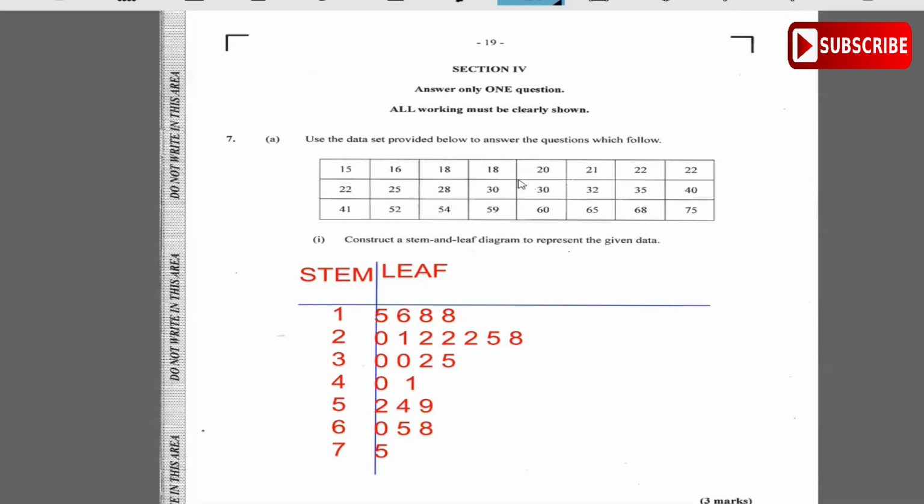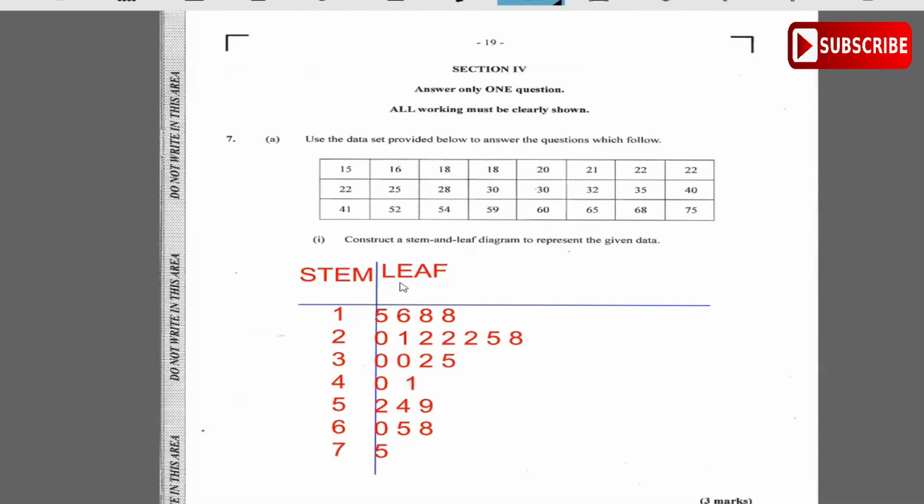This is 1, 2, 3, 4, 5, 6, 7, 8. It should be 24 data points. 1, 2, 3, 4, 5, 6, 7, 8, 9, 10, 11, 12, 13, 14, 15, 16, 17, 18, 19, 20, 21, 22, 23, and 24. So the stem and leaf is correct.